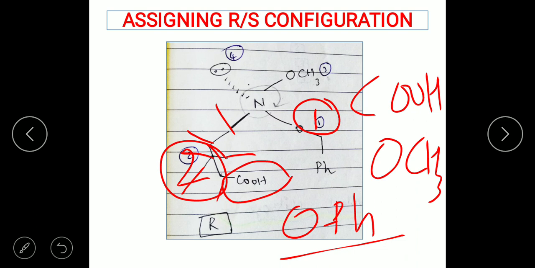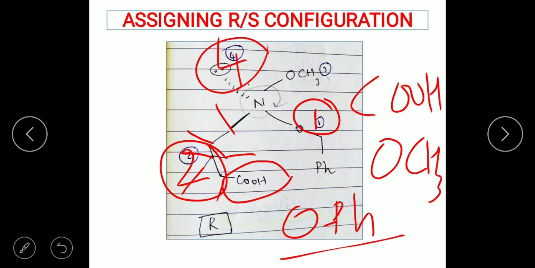Now the third priority is between the lone pair and the methoxy. Always remember, students, whenever you're assigning R and S for amines, the nitrogen lone pair always gets the least priority. Just like how we used to assign hydrogen in a stereogenic carbon, whenever we were assigning R and S, the hydrogen used to get the least priority. That is, we would give it a numbering as 4. Similarly, in amines also, the lone pair always gets the least priority.